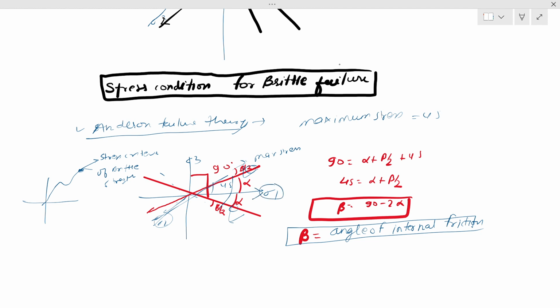The actual fracture doesn't correspond to the plane of maximum shear stress, which makes 45 degrees with the axis. So these are the 45 degree planes of the maximum shear stress, but the actual fracture is occurring around these red lines. And if the angle between the fracture planes is 2 alpha, then beta is equal to this. So this is how the stress condition for the brittle fracture is determined.